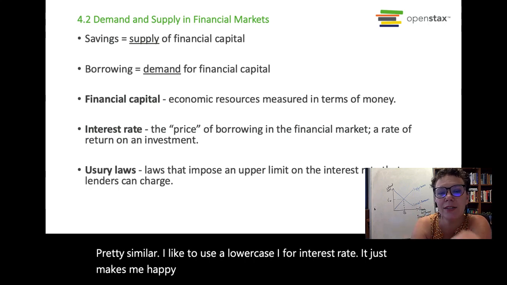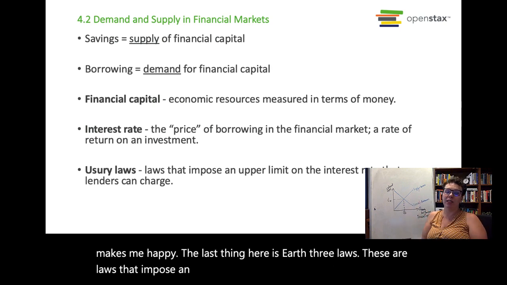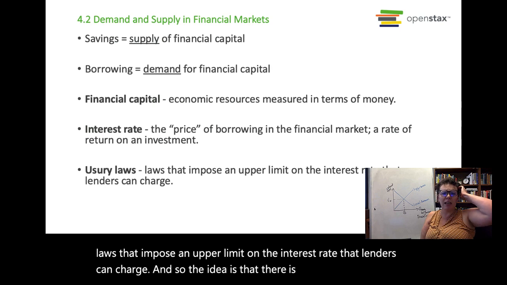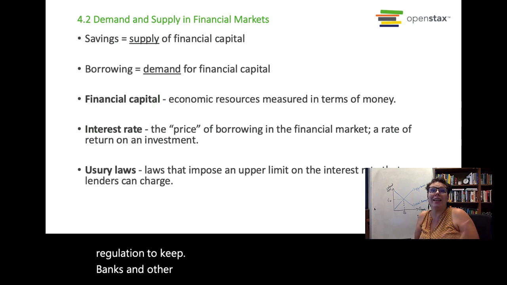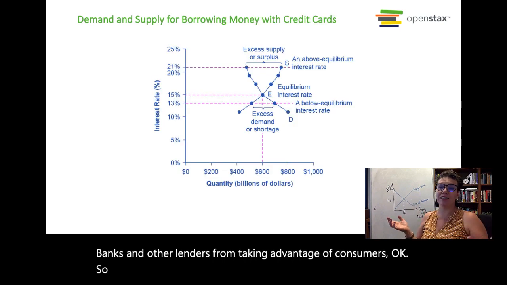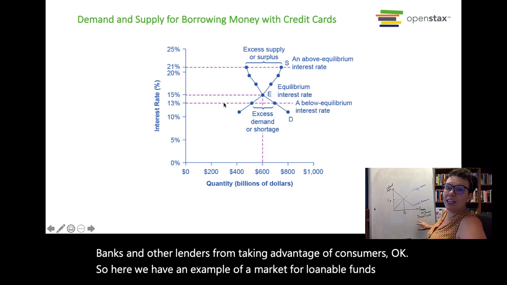The last thing here is usury laws. These are laws that impose an upper limit on the interest rate that lenders can charge. And so the idea is that there is supposed to be some regulation to keep banks and other lenders from taking advantage of consumers. Okay? So here we have an example of a market for loanable funds for financial capital.